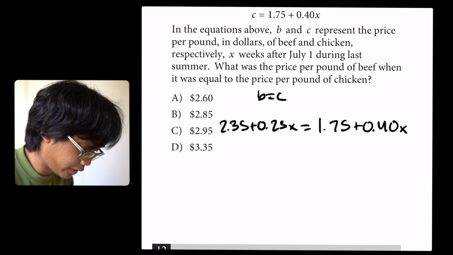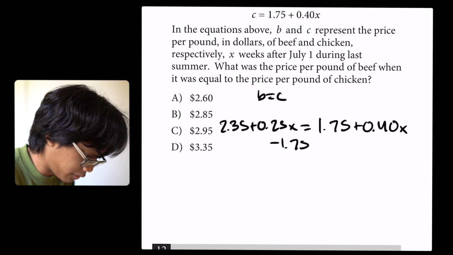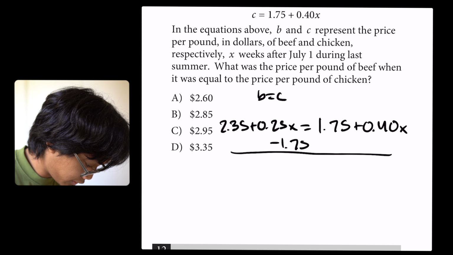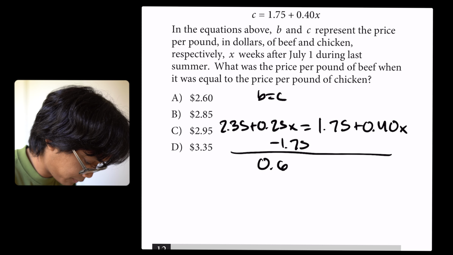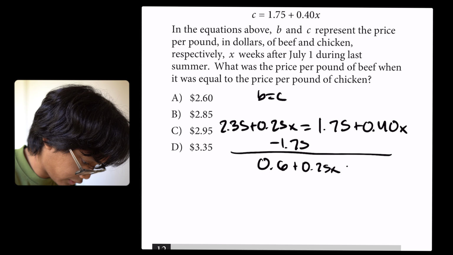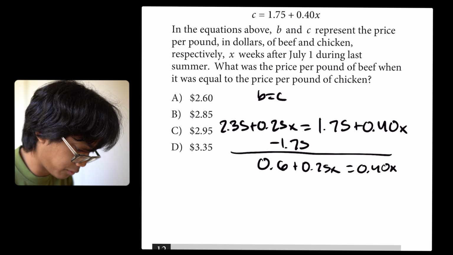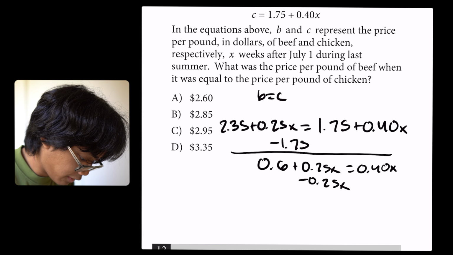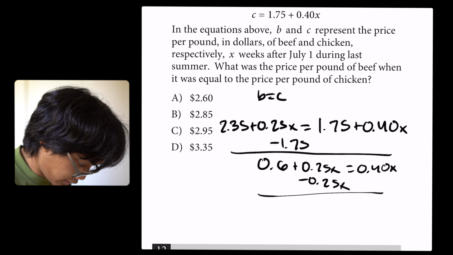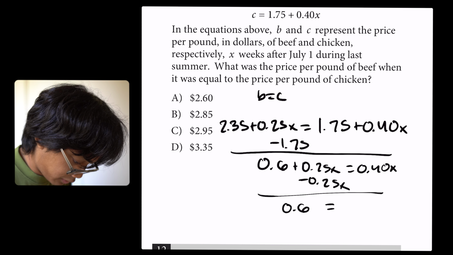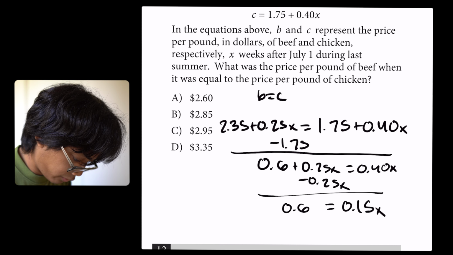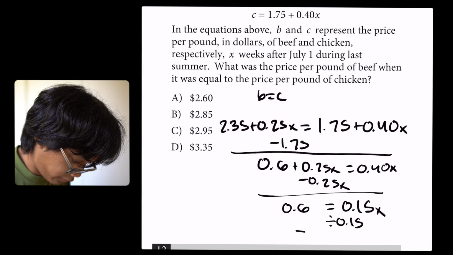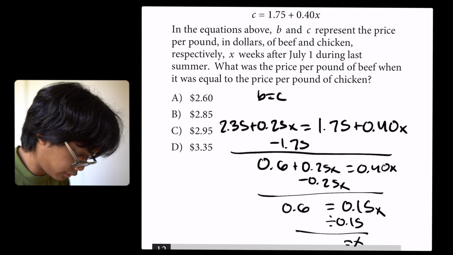And basically all we need to do now is just isolate the x. So we can subtract 1.75 on both sides. And that'll give us, I think, 0.6 plus 0.25x equals 0.40x, and then we subtract 0.25x, and then we'll get 0.6 equals 0.15x, and then if we divide by 0.15, we'll get x equals 4.